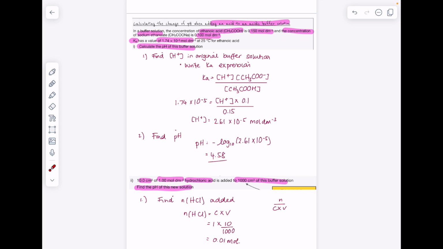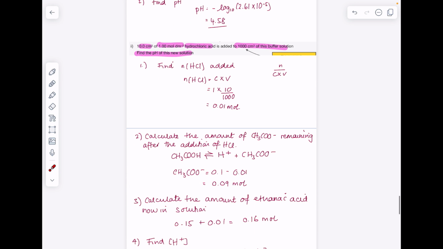This was extremely nasty, so let's go through quickly what we did again. So in a buffer solution, we know we have a weak acid reacting with a salt of that acid. We have our Ka value. We're being asked to find the pH of the initial buffer solution, which was fairly straightforward as we wrote our expression for Ka, solved to find the concentration of H+ ions, plugged it in to find the original buffer solution's pH. Things got more complicated when we added 10 centimeters cubed of 1 mole per decimeters cubed HCl to 1000 centimeters cubed of this buffer solution. We are asked to find the pH of the new solution.